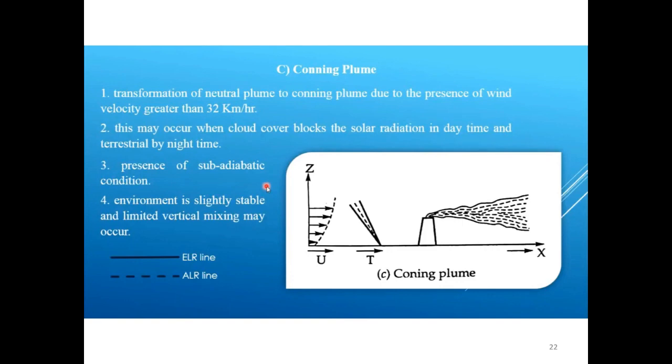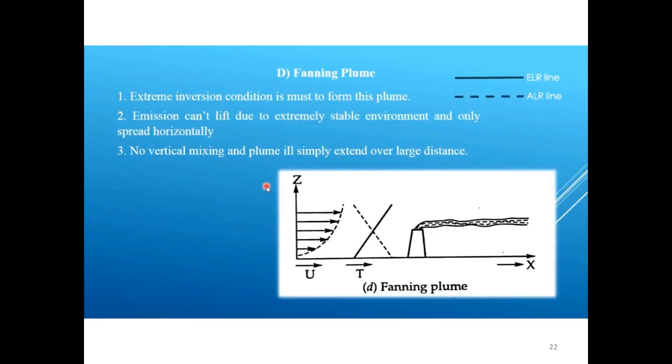Now come to the next slide. The plume name is fanning plume. Under extreme inversion condition, due to negative lapse rate from the ground surface up to a certain height above the stack gas exit point, the emission will spread in the horizontal direction, as it cannot go in the upward direction due to extreme stability in the environment. In that case, no vertical mixing will occur and the plume will spread in the horizontal direction, keeping a fan-like shape. That's why the name of the plume is fanning plume.